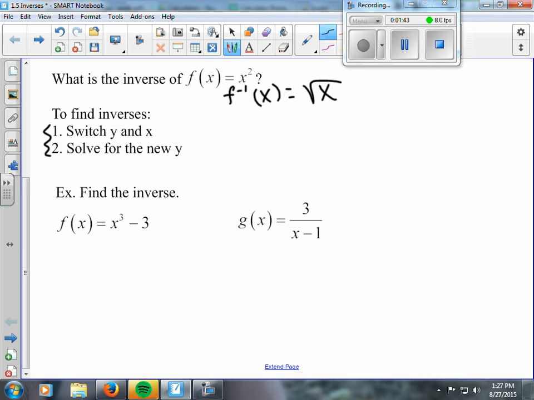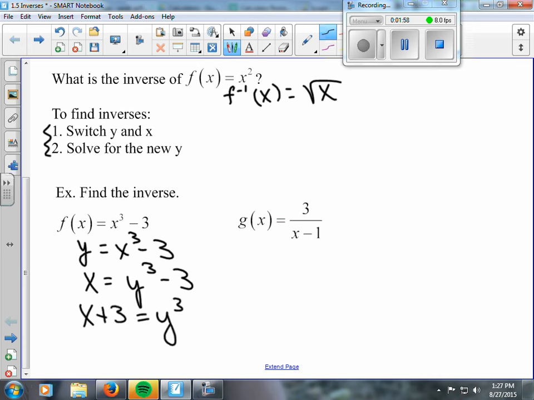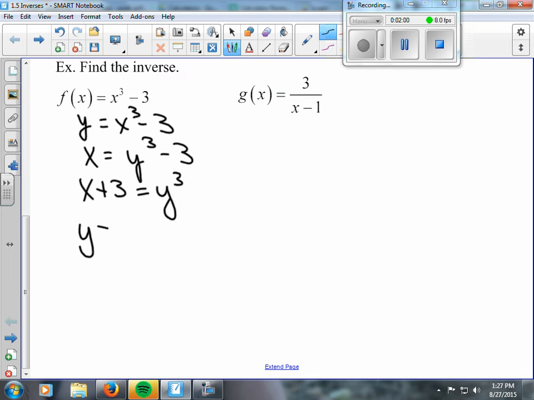So I'm going to do that for this example here. Suppose we have y equals x cubed minus 3. Let's switch x and y. So now x is y cubed minus 3. And now I'm going to solve for this new output y. So I add 3 to both sides, and then I take the cube root of each side, and I get the cube root of x plus 3. That is my inverse.